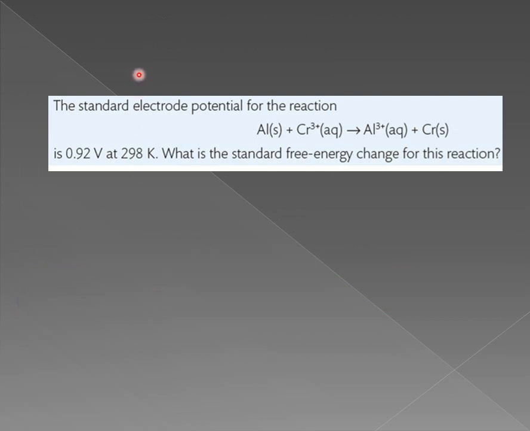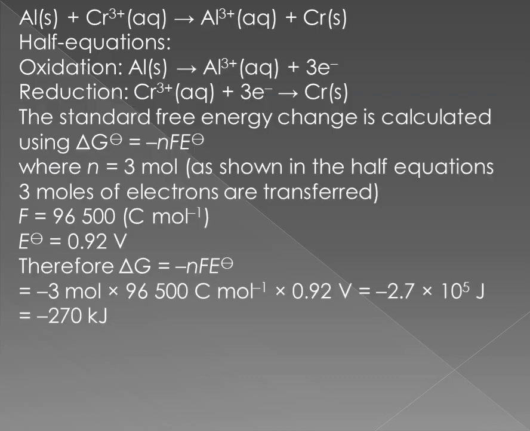Next. The standard electrode potential for the reaction aluminum plus chromium ion give aluminum ion plus chromium is 0.92 volt at 298 Kelvin. What is the standard free energy change for this reaction? So this is the equation, half equation, oxidation: aluminum is oxidized into aluminum ion plus 3 electrons. Chromium ion, this is the reduction, plus 3 electrons gives chromium metal. The number of electrons is the same, so they can be cancelled with each other.